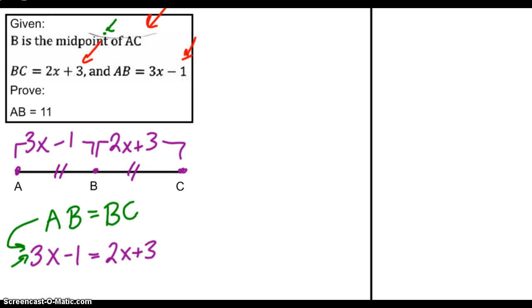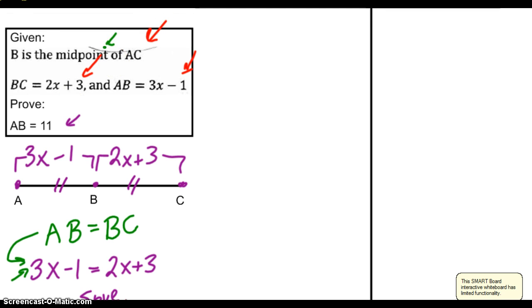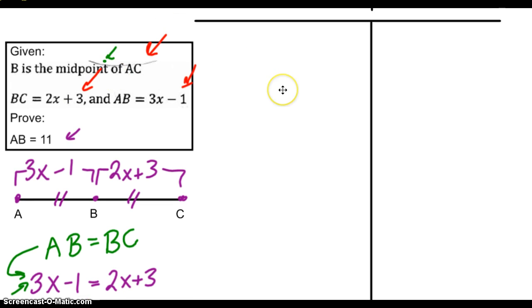Okay, and then after that equation, what would I do next? Well, I guess I just solve the equation, and then I plug it back in to figure out what AB was. So I think we're ready to write the proof now. So let's go back to our two columns and jot some things down here.